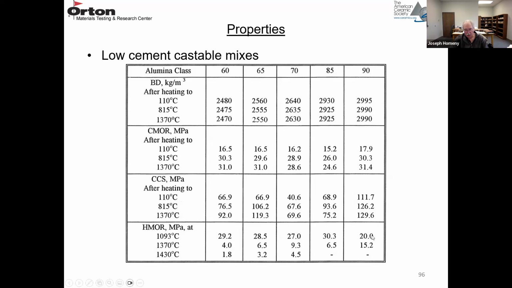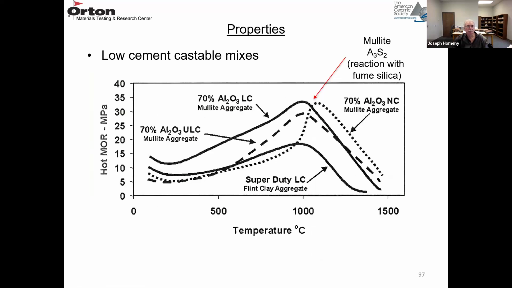But if you look at the hot MORs, they're good at about 1100 degrees C, but then depending on the purity, they start falling off. The lower the purity, the lower the strength. So this is a low cement castable. This is hot MOR in megapascals versus temperature.